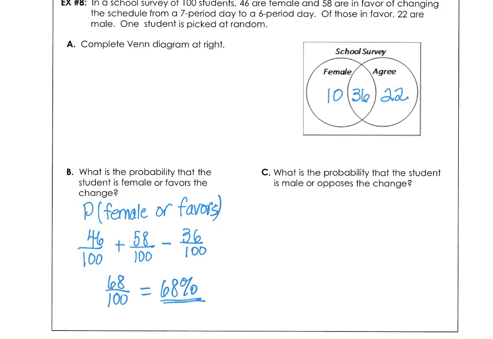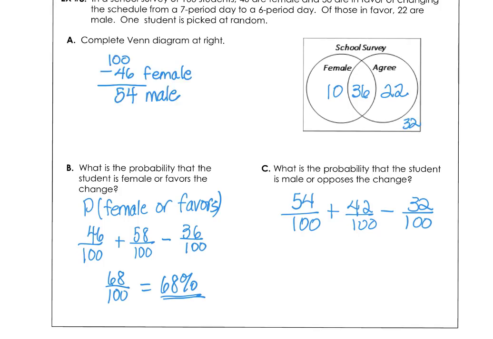Part C, what's the probability that the student is male or they oppose the change? And they had us 54 out of 100 plus 42 out of 100 minus 32 out of 100. And looking at my table here, we know that 10 females don't agree, and there's 32 people left over out of the 100. That's where we got the oppose.